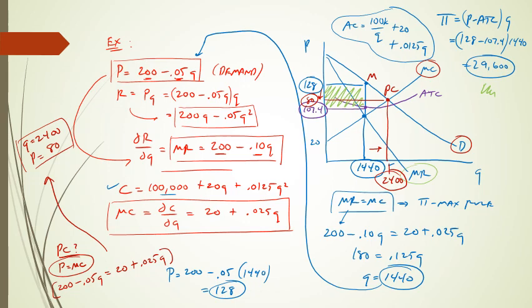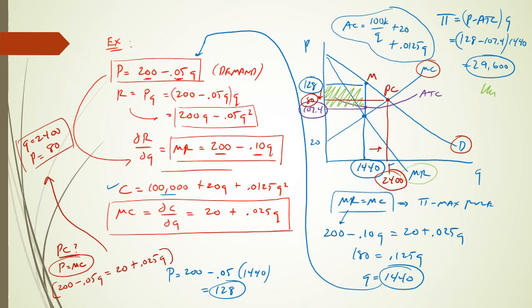The cost function for the firm is C is 100,000 plus 20Q plus 0.0125 Q squared. And then from that, we get the marginal cost by taking the derivative of cost with respect to Q, which is 20 plus 0.025 Q. And so now we have marginal cost and marginal revenue, right? And so we can set those equal. If you move to the right of where we derived marginal cost, you'll see MR equals MC. That's the profit maximizing rule.